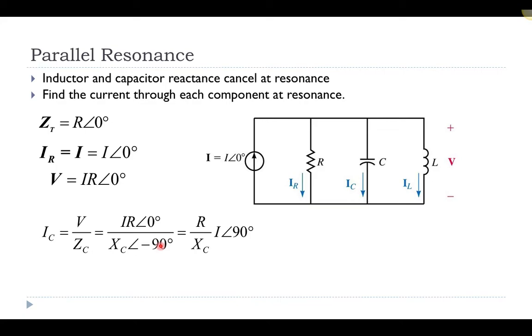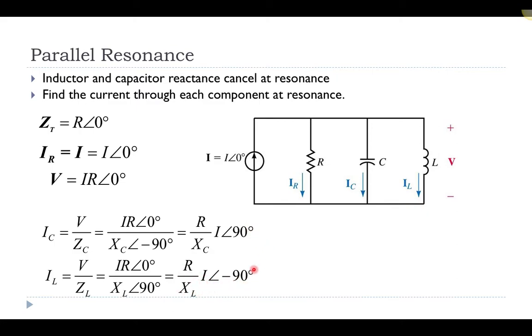0 minus a -90 is a positive 90. So the current through the capacitor is just the ratio of the resistance in the circuit to the capacitive reactance times whatever the current is from the source, with a phase angle of 90. And I can do the same thing for the inductor. Again, these are all phasors. The voltage across the inductor over the impedance of the inductor. The voltage across the inductor is the same because everything is in parallel. The impedance of the inductor is the inductive reactance with a phase angle of positive 90. So when I subtract them, the current has a phase angle of negative 90. This is the resistance over the reactance times the current of the source.